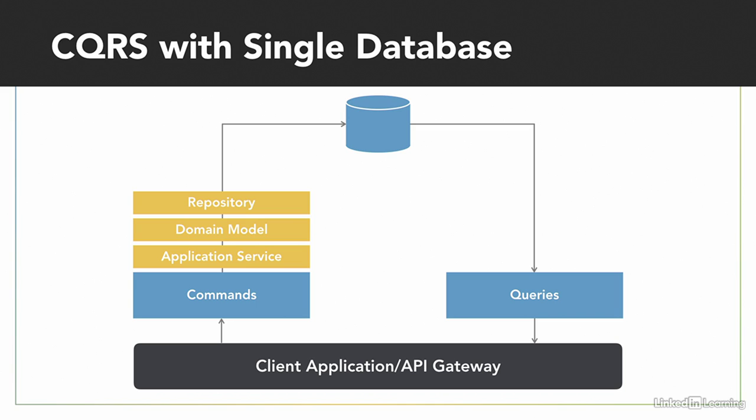The point here is that with CQRS, you can escape from overly complex single models with poor performance and cumbersome design. As you can see in this diagram, both commands and queries are using a single database. Take into account that queries could return DTOs or dynamically created structures. In this course, we're going to use the latter.